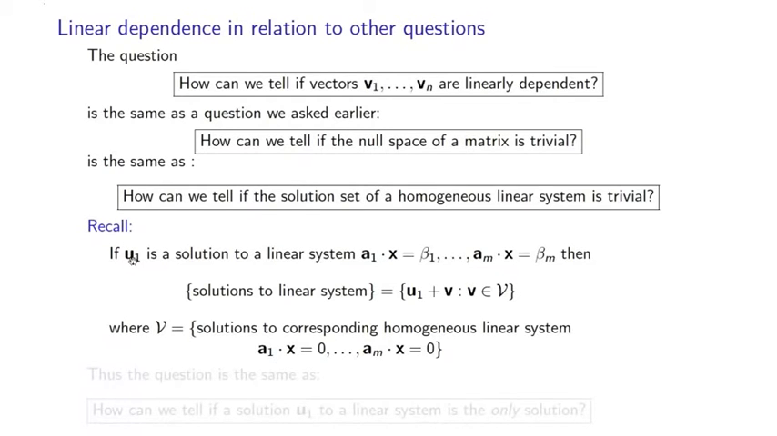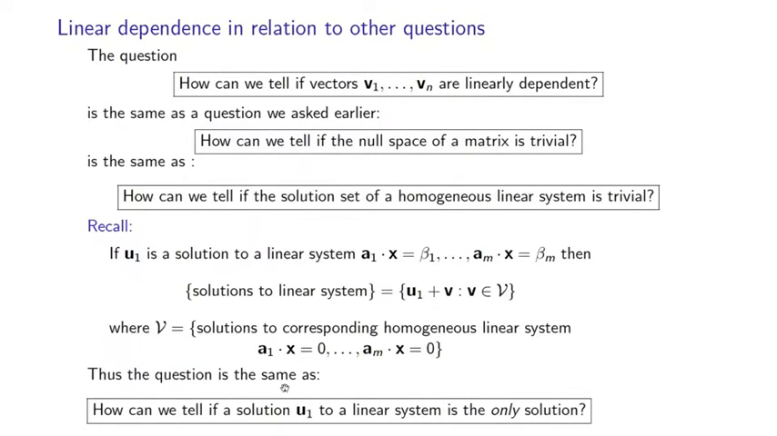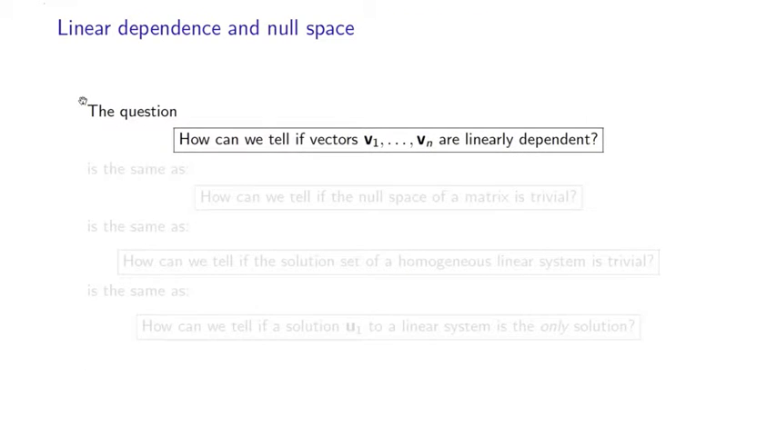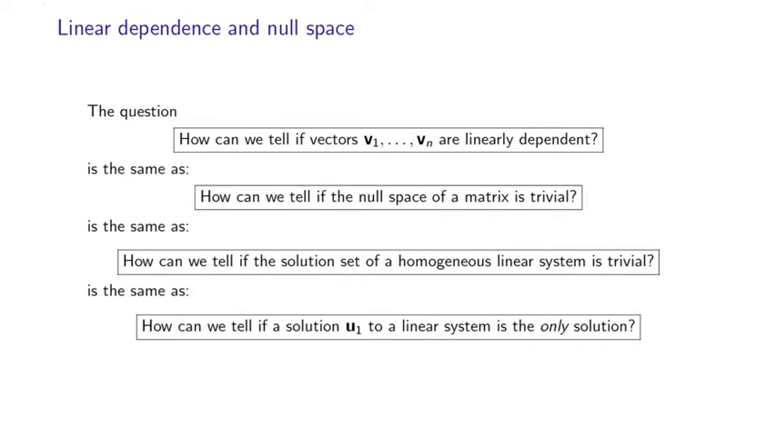Recall that if u1 is a solution to a linear system, then the set of all solutions to this linear system is exactly the set consisting of all vectors u1 plus v, where v belongs to the set of solutions to the corresponding homogeneous linear system. Thus, the questions we've asked are also the same as the question, how can we tell if a solution u1 to a linear system is the only solution to that linear system? So we've seen that all these questions are really disguised versions of the same question.